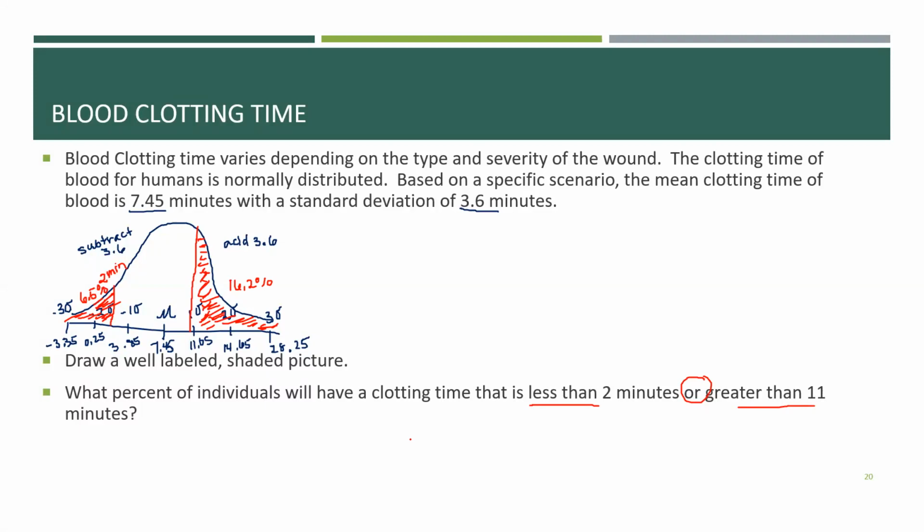Because of that word "or," I want to know the people in either category, so I'm going to add those two percentages together. So 6.5 plus 16.2. And honestly, I used my calculator to do this, but I get 22.7% is less than 2 minutes or greater than 11.